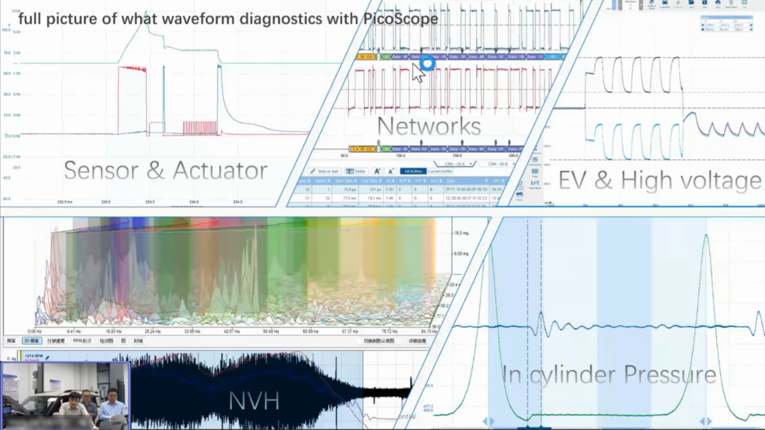In real diagnostic work, we combine these techniques together to tell the complete story of a fault event. So if we have another chance, we can share another topic with you.